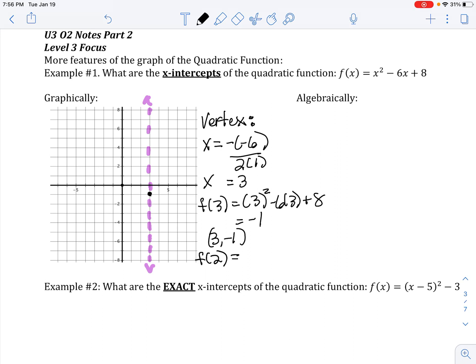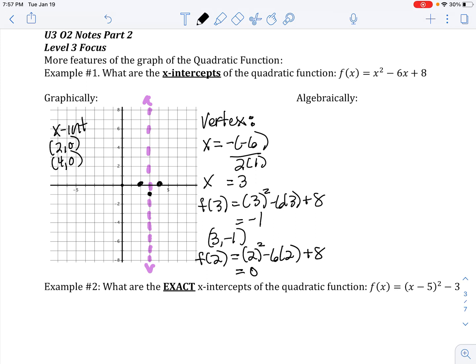So let's figure out what f of 2 is, okay? So that's going to be 2 squared minus 6 times 2 plus 8. So it's going to be 4 minus 12, which is -8, plus 8 equals 0. So we figured out that when we plugged in 2, we landed on 0, which is in fact an x-intercept. And if we use the axis of symmetry as our mirror, then we can mirror over to the other x-intercept, which is at (4, 0). So my x-intercepts are (2, 0) and (4, 0).